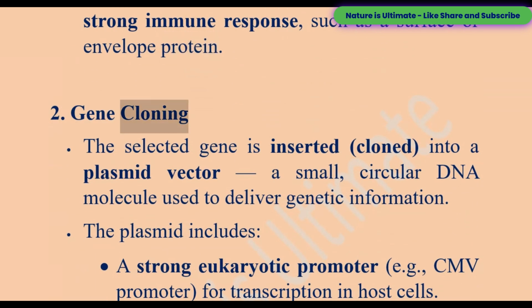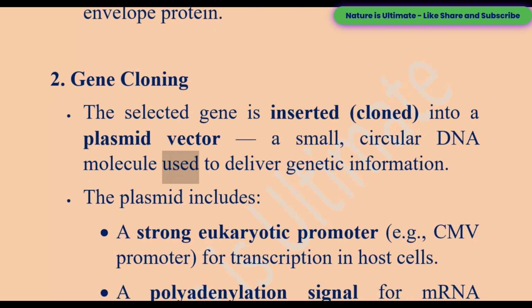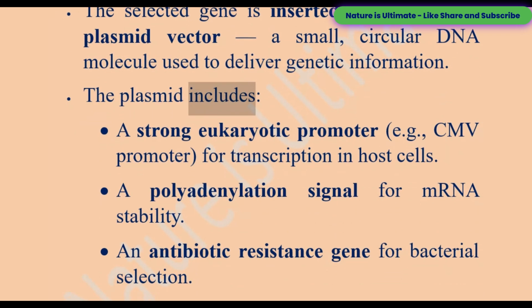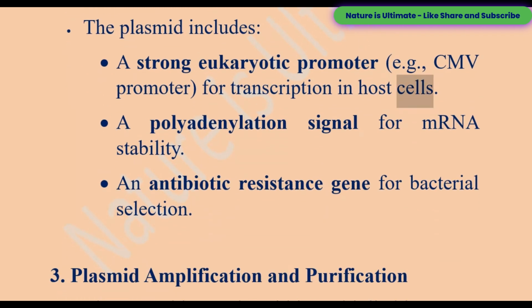2. Gene cloning. The selected gene is inserted, cloned, into a plasmid vector, a small, circular DNA molecule used to deliver genetic information. The plasmid includes a strong eukaryotic promoter, for example the CMV promoter, for transcription in host cells. A polyadenylation signal for mRNA stability. An antibiotic resistance gene for bacterial selection.